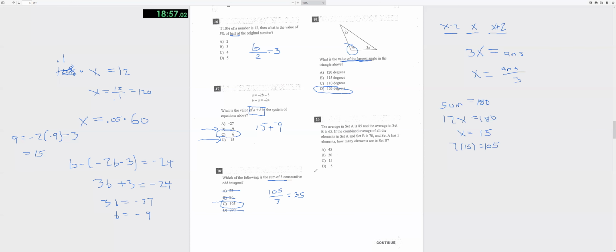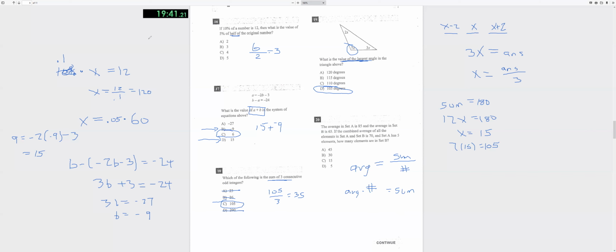Boom, D. The average in set A is 85 and the average in set B is 65. If the combined average of all the elements is 70 and A has 5 elements, how many elements are in B? Okay, so this is going to be a slightly more complicated question. The most important thing we need to remember is how we find an average. Average is equal to the sum divided by the number of things. And you know that. But what you don't realize is that we can work backwards. They give us the average, and what we really need to figure out is the sum. So I'm going to rewrite this as sum is equal to the average times the number of numbers.